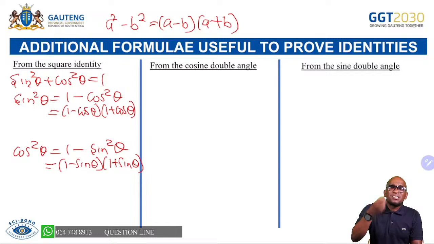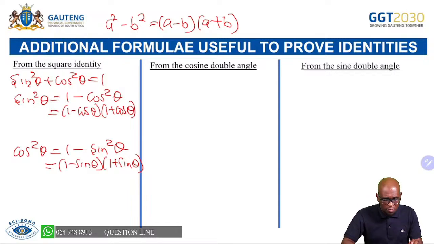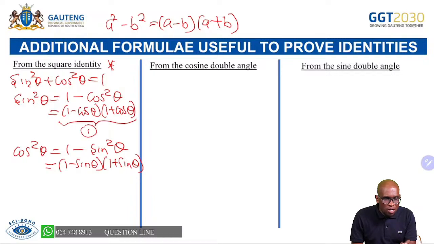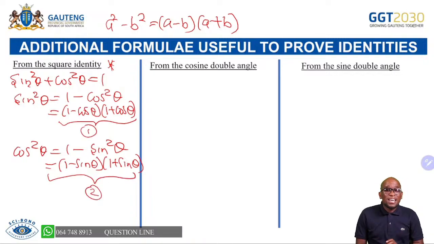At times, this is necessary when you are simplifying compound angles, or when you are proving identities, I should say, not simplifying them. Right, now, this is what we can get from the square identity. We can get additional formula 1 and additional formula 2 from the square identities.